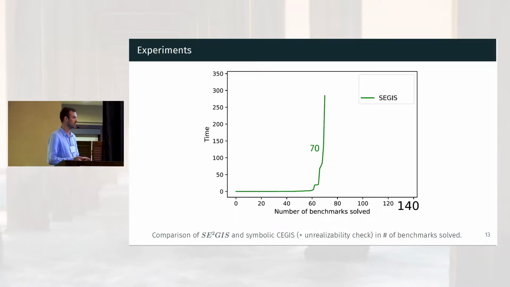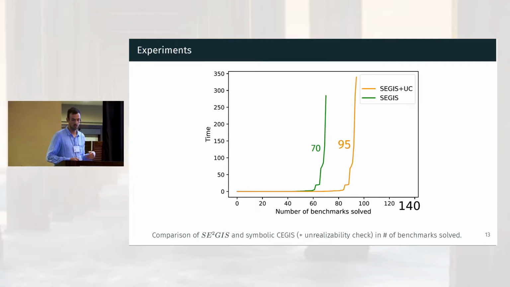And we evaluated this method implemented in a tool on a set of 140 benchmarks about synthesizing recursive functions with various type invariants, for example, binary search trees, sorted lists. We have both realizable and unrealizable examples. If we just use CGIS without unrealizability, we solve only 70 benchmarks, which are realizable benchmarks. And we can add our functional unrealizability checker that will additionally solve 25 other benchmarks that are unrealizable.